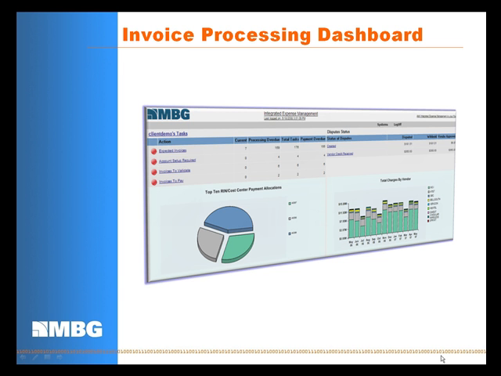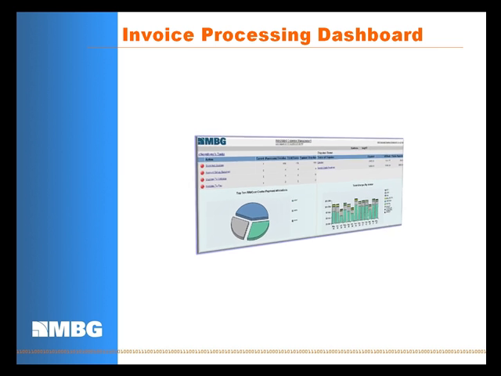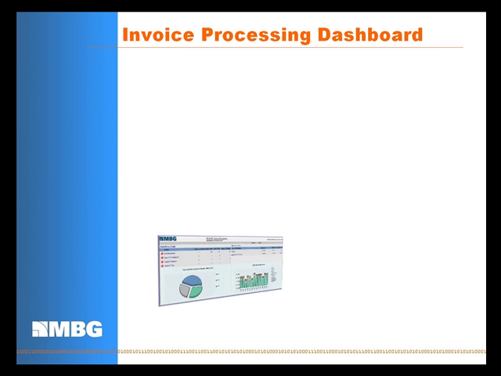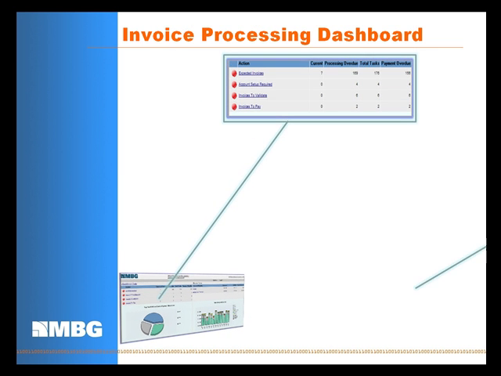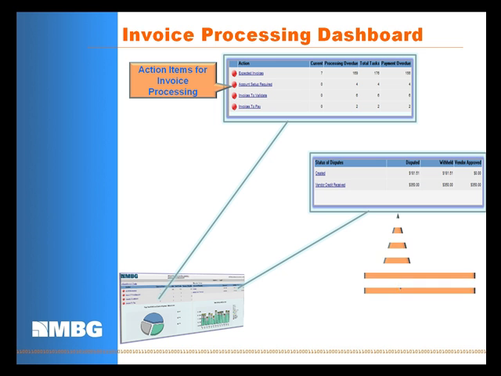This dashboard for invoice processing displays action items for invoices. Depending on the job function of the end user, they can see invoices to validate or see how many invoices there are to pay after the invoice has been validated. The dashboard also shows a snapshot view of spend by vendor and the status of disputes.